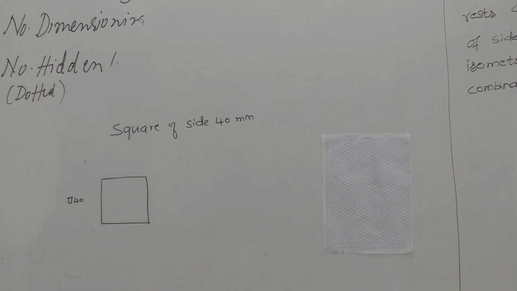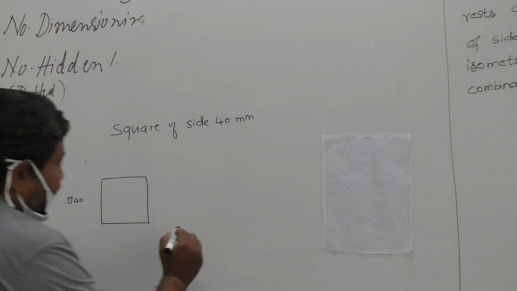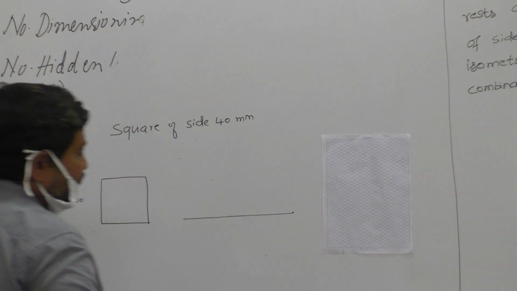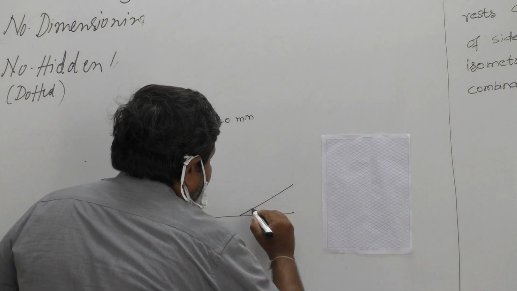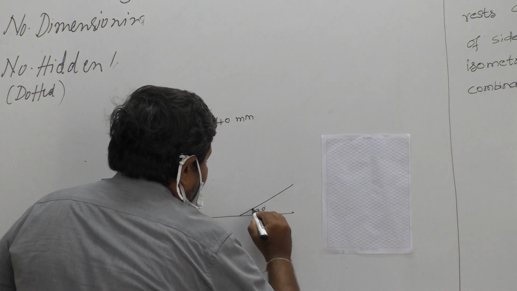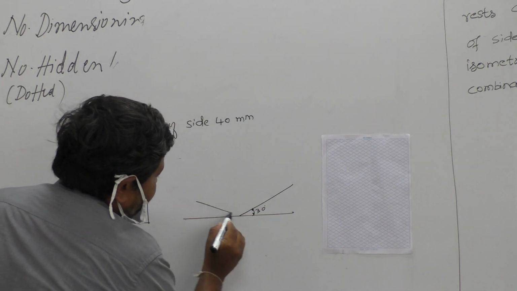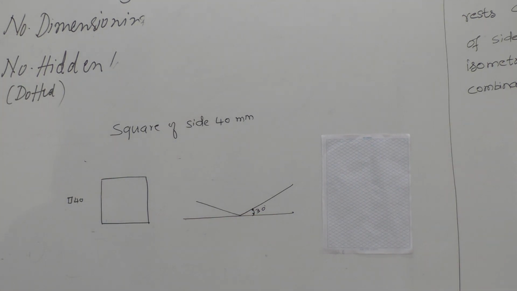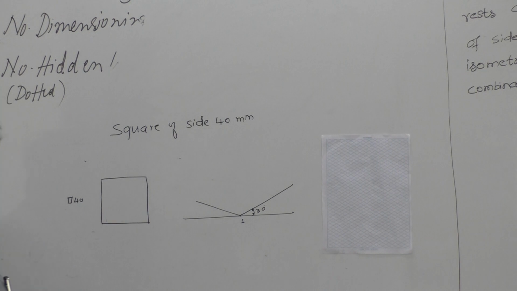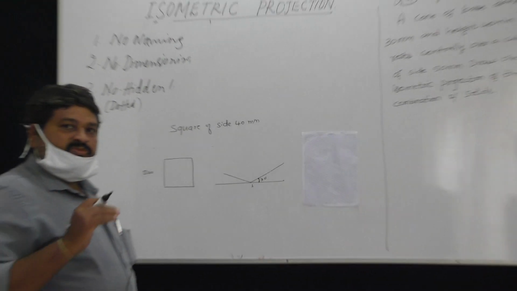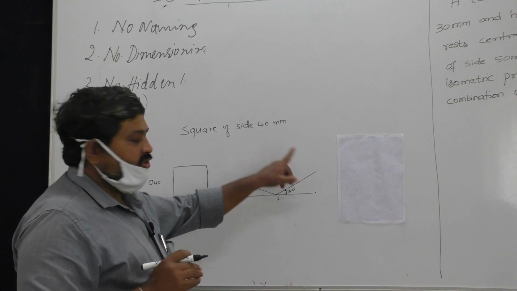If I want to draw the isometric projection of this square of side 40 millimeters, we have to take the reference line. As the object is tilted through an angle of 30 degrees, I have to take the 30 degree inclined line on either side with respect to the reference point. Suppose I take the reference point as 1. As I told, we should not make any notations in the isometric projection. Just for the explanation purpose, I am giving the numbers. After the completion of the figure, you just erase all these notations.